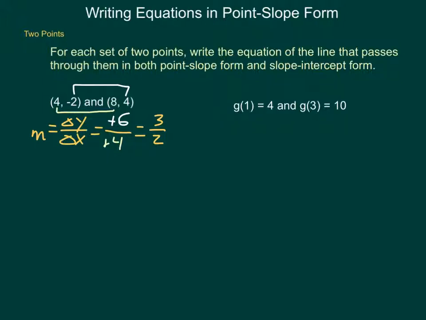Next, I take my general equation, y minus y1 equals m times x minus x1, and I substitute in values. Now my m is my slope, so I get 3/2.